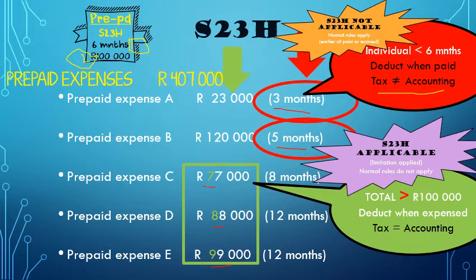So 23H now says it's applicable, and it says the limitation is applied, so the normal tax rules do not apply, which means that for these prepaid expenses, where the total amount is more than 100,000, we will only deduct that for tax purposes when they are expensed. So can you see that for these prepayments, the tax and the accounting rules are the same?